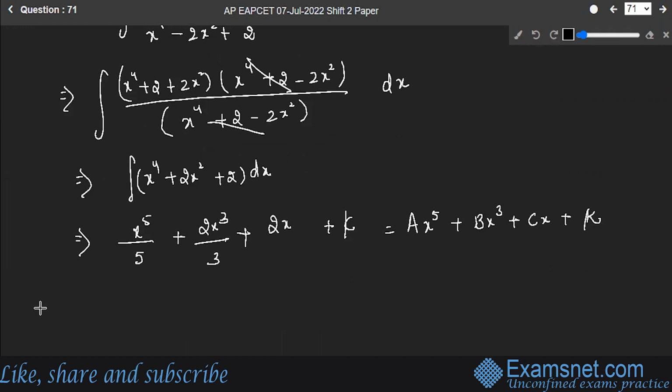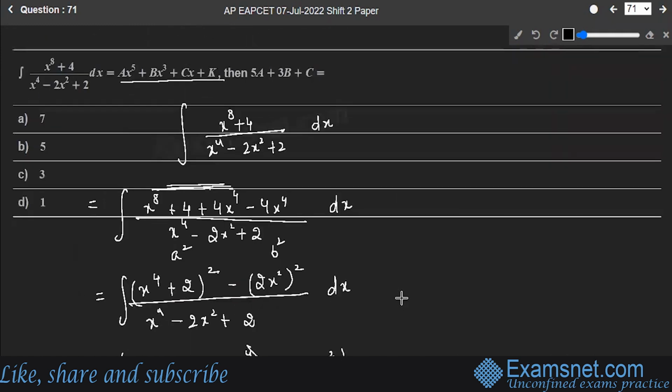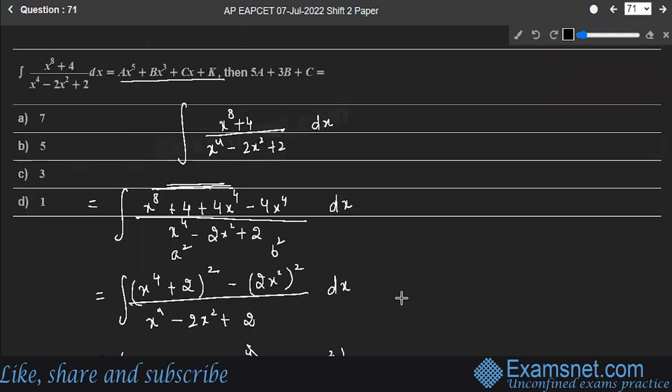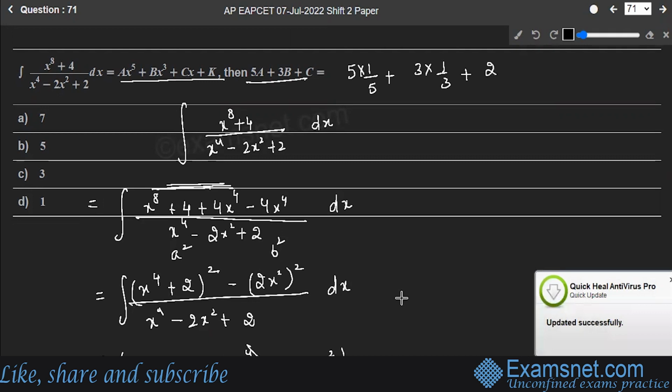So obviously, equating the coefficients, you will have a equal to 1 by 5, b is 1 by 3, c is 2. And let's check what you have to find out: 5a plus 3b plus c. So 5a, it's 5 into 1 by 5, plus 3 into 1 by 3, and plus c was equal to 2, which will make it 1 plus 1 plus 2.